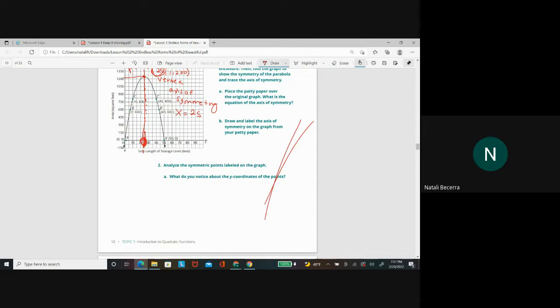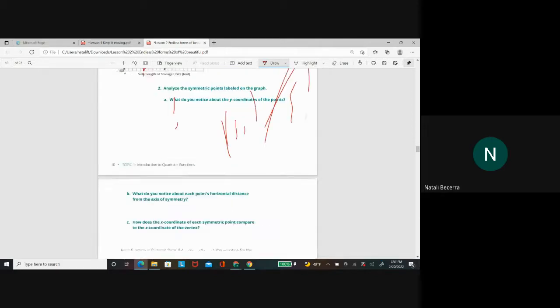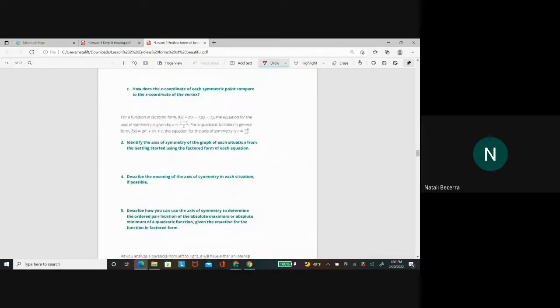Okay. Ooh, whoops. How do I go? Oh my God, it's not letting me. I'm trying to go to the next page. It's not letting me. Okay, here we go.